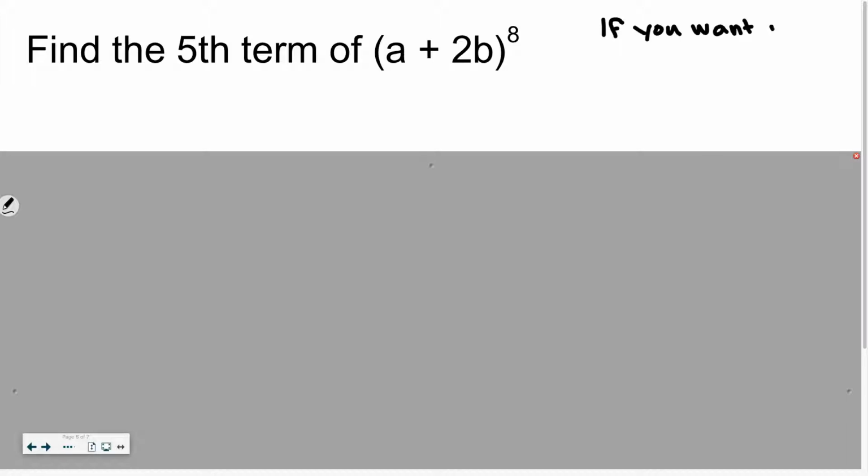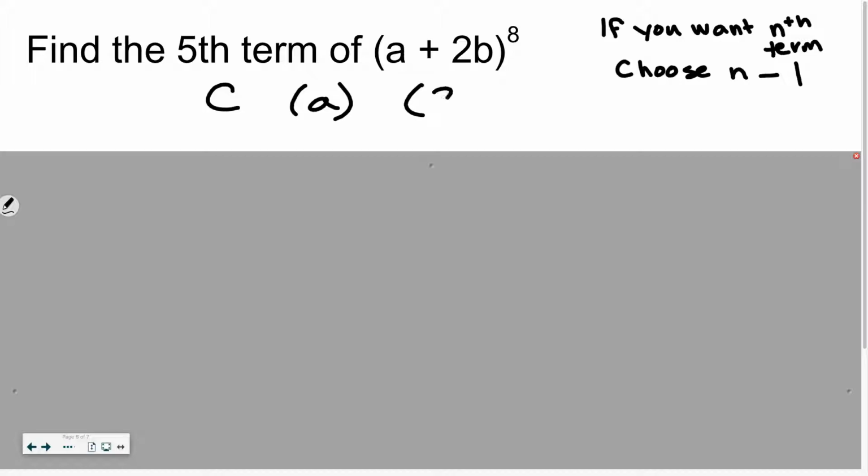If you want the nth term, choose n minus 1. It's always the one before it. So for me to do these terms, I just think about the binomial theorem. There's 3 parts to every term: a combination, a first term, and a second term. And then I just try to fill in my total and my pick, and then my exponent.